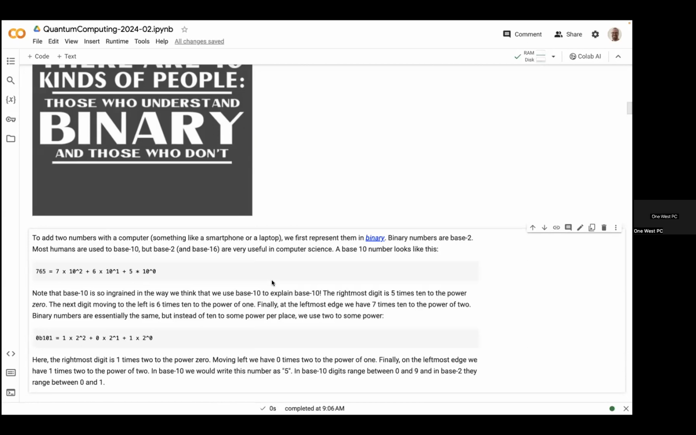All right, so to add two numbers with a computer, we first represent them in binary. And we do this because the system that's operating at the bottom of all of our electronic devices uses base 2 arithmetic, right? So we're used to base 10. Base 10 is what we do day in, day out. Base 10 numbers look like this. You have things like this. Can you guys read that okay, or should I blow this up another level?